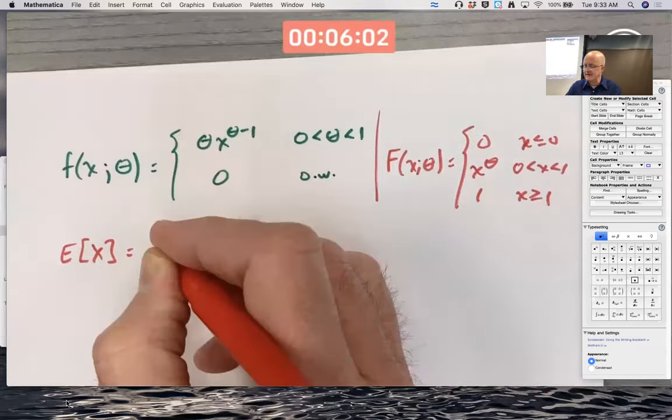Multiply both sides by theta hat plus 1. Solve for theta hat. So subtract theta hat from both sides and also subtract x bar from both sides.